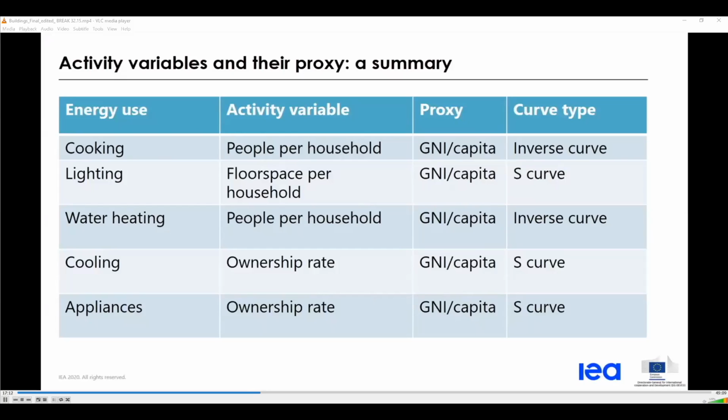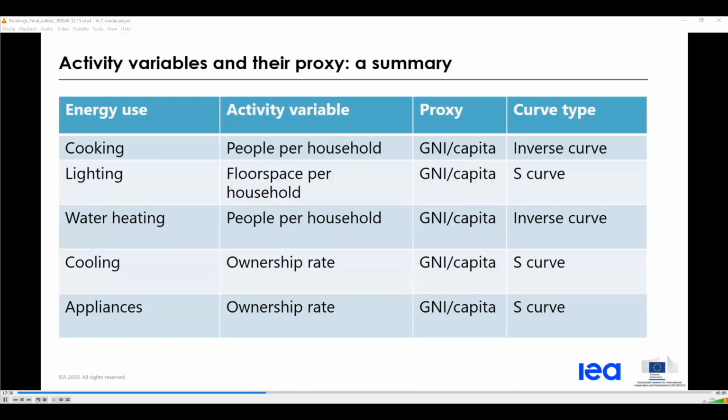So we take our projection of GNI per capita that comes from other assumptions. So again, it might be World Bank, IMF. For population, it might be the United Nations. And then we use this variable via the curve, so the inverse curve in this case for cooking, to describe people per household and understand the evolution of people per household in time.